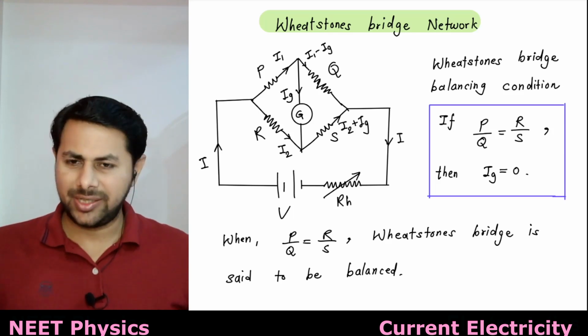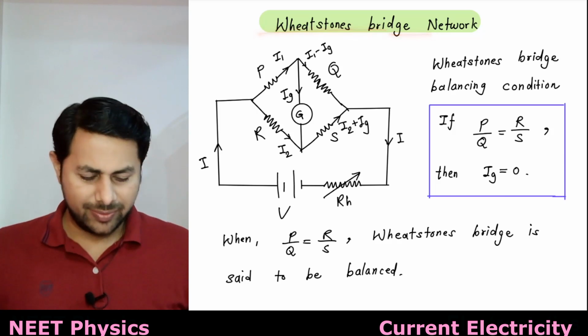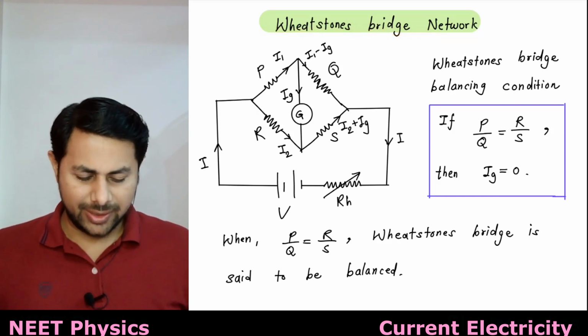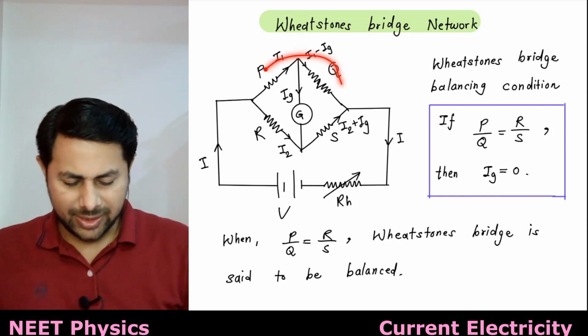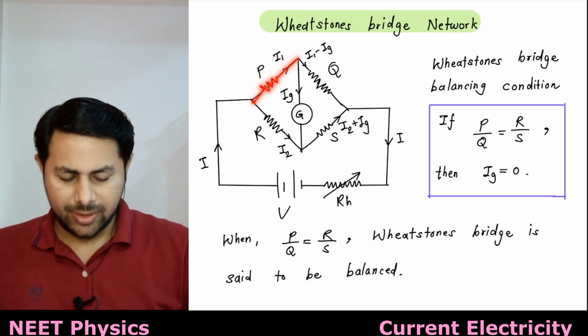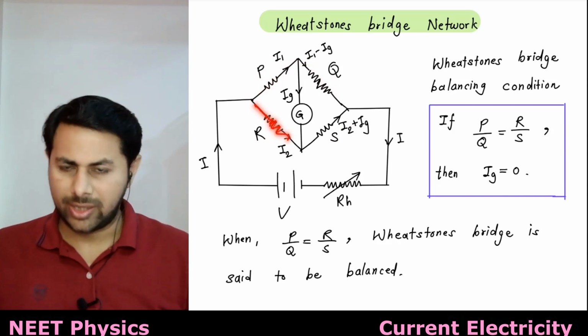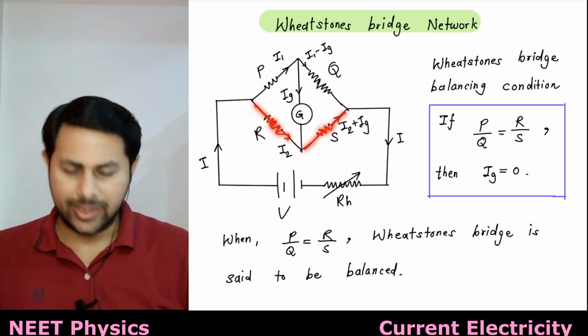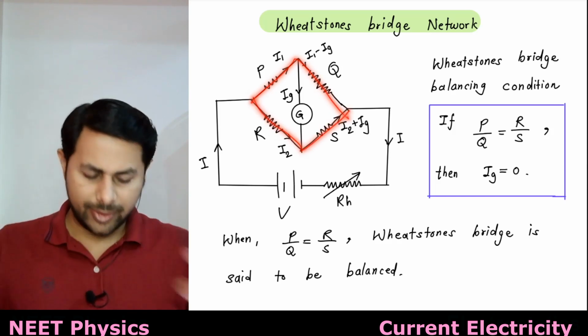Now let's see the next topic, that is Wheatstone's bridge network. And what is Wheatstone's bridge network? It's a circuit which looks like this. There are 4 resistances. This is P, this is Q. Then there is this resistance called R, and this one called S. So they are connected like this.